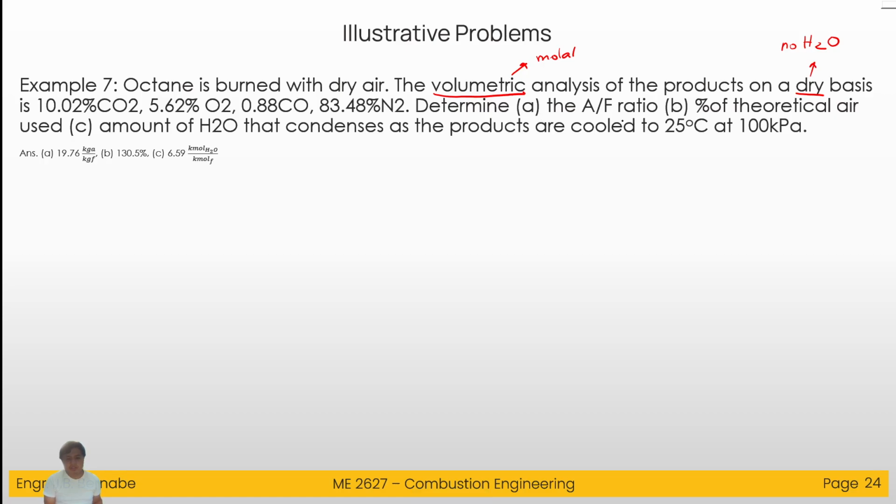So we want to determine the air-fuel ratio, the theoretical air, and the amount of H2O that is condensed if it is cooled to 20 degrees Celsius at 100 kilopascals. So what should we do here? If we want to find the air-fuel ratio, we have to do the chemical balance. We have a clue here: we can use the volumetric analysis to solve the air-fuel ratio.